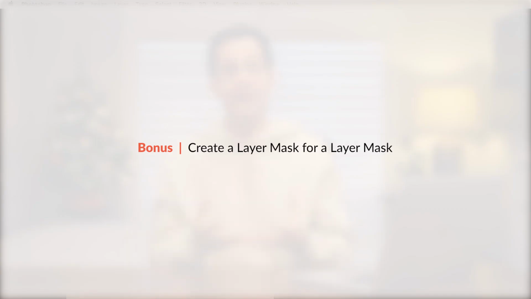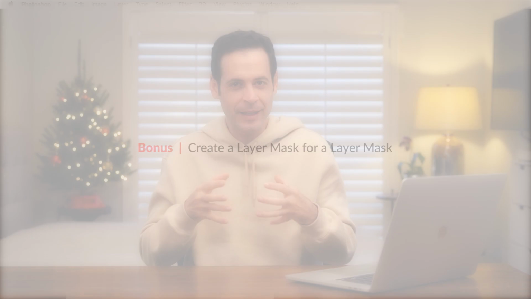And we've made it to our bonus tip. This will effectively allow you to create 2 layer masks for the same layer. Now, technically there's no real way to do this. So what I do is I create a layer with a mask and then I group it with itself and then put a mask on that group. So I'll show you how to do this.